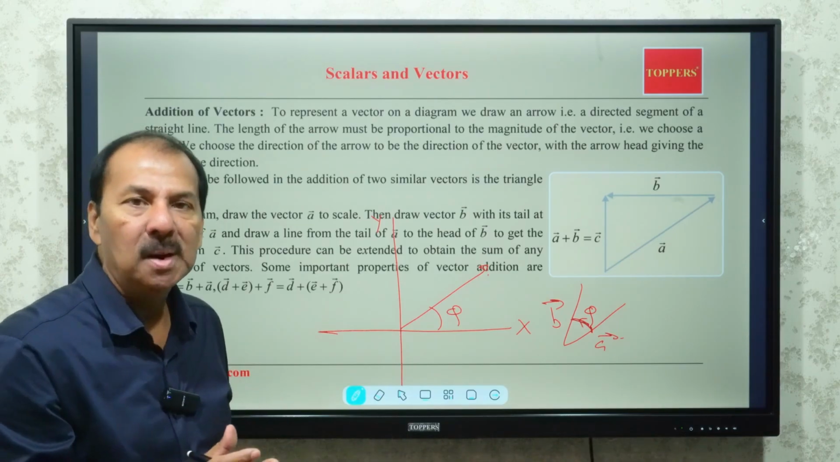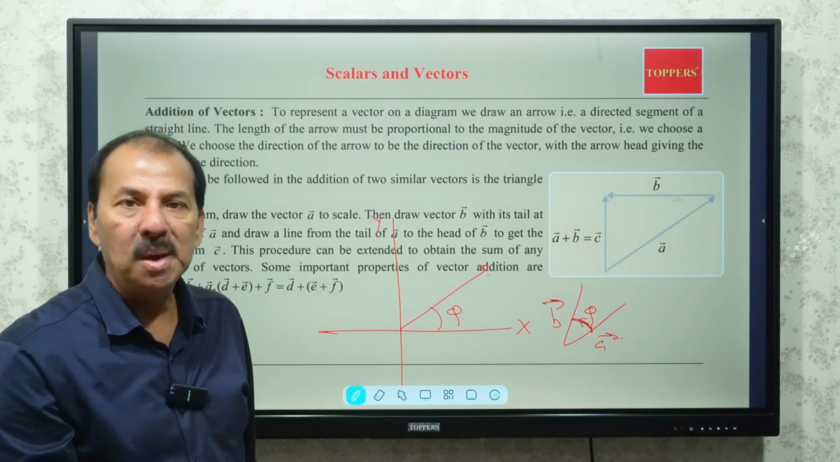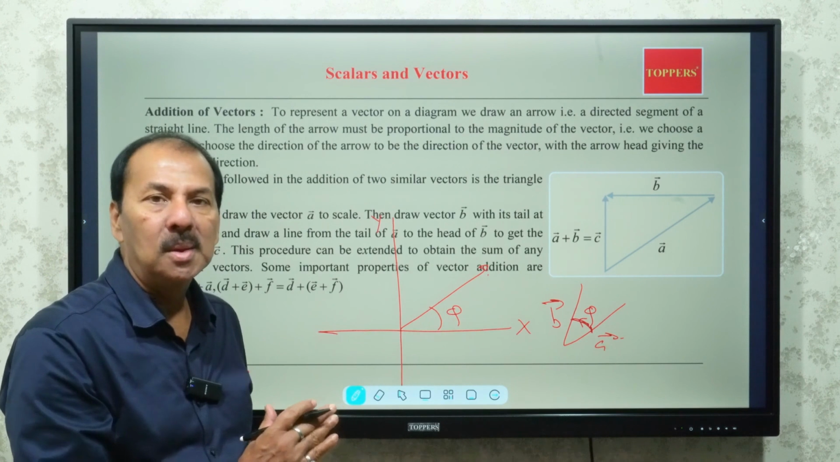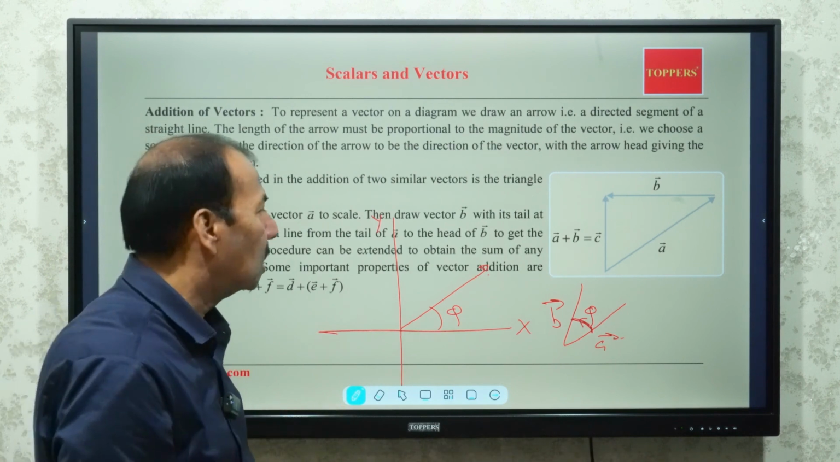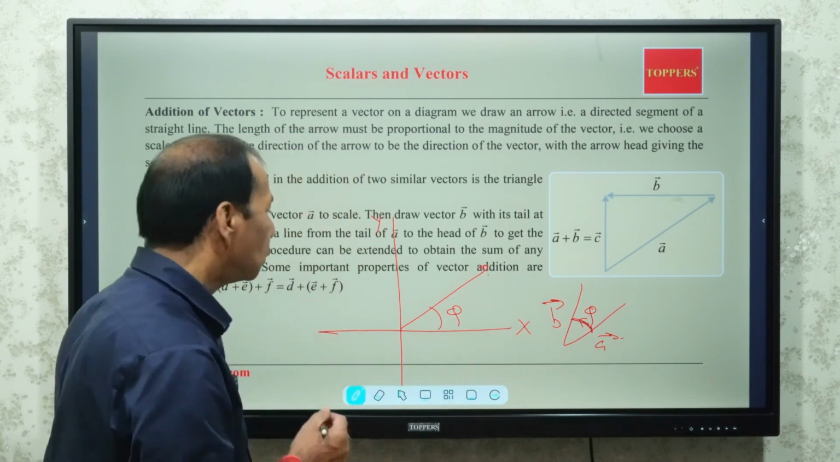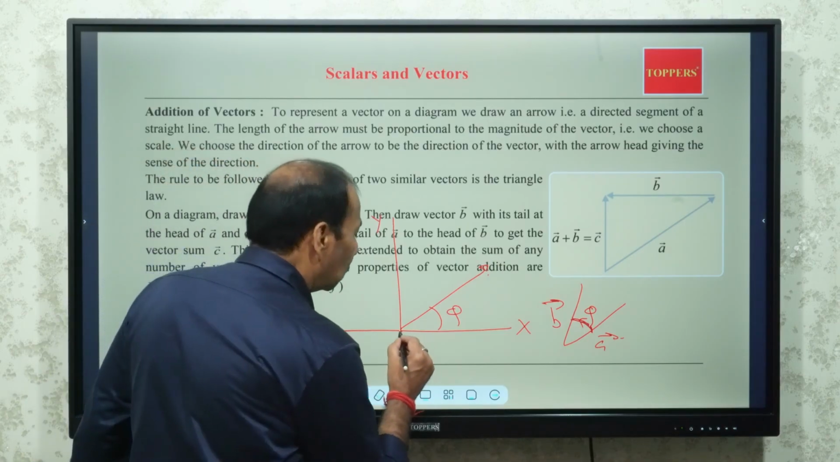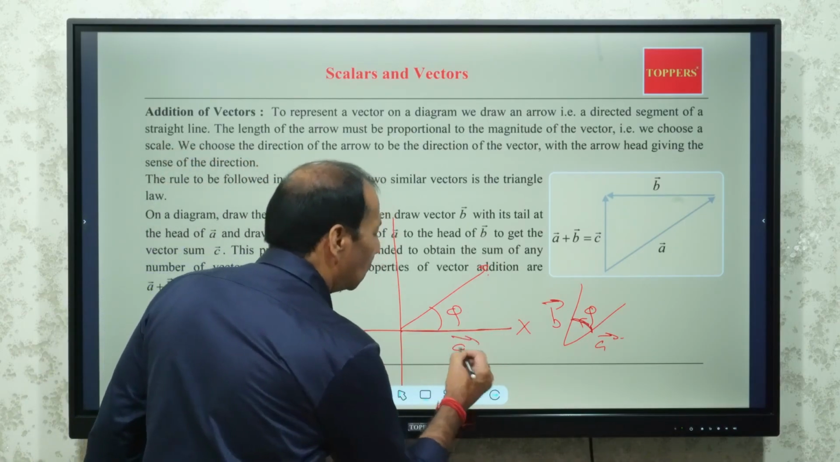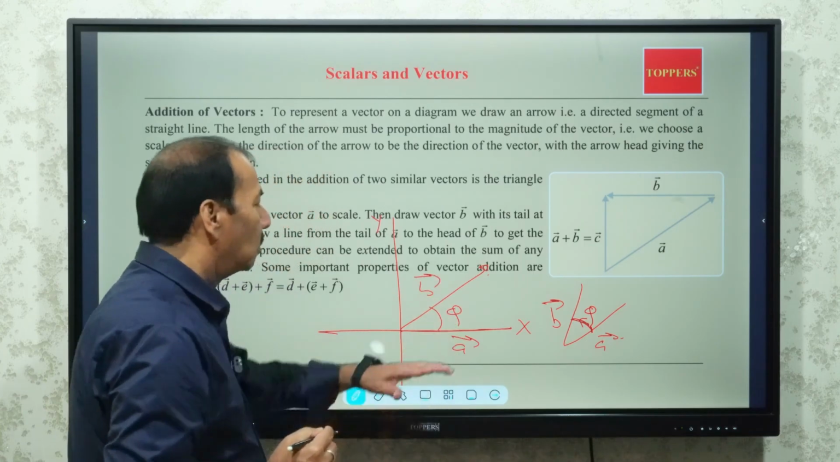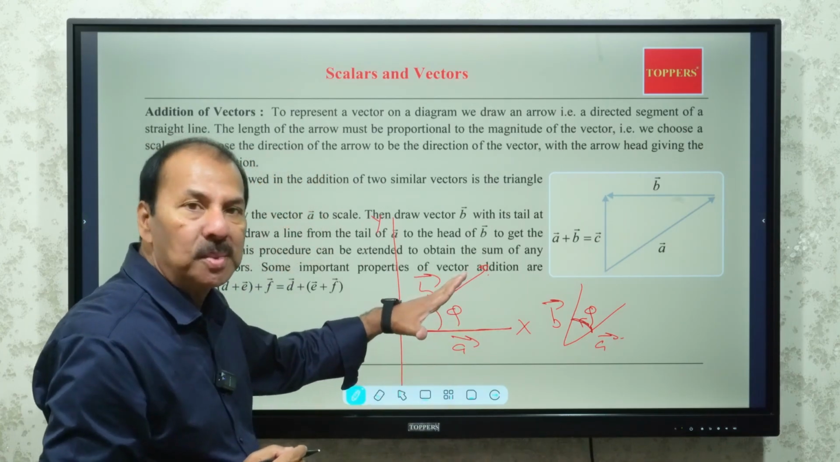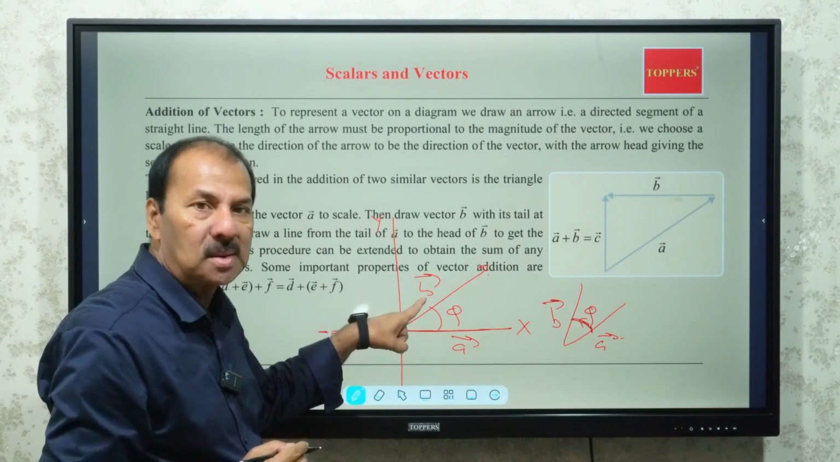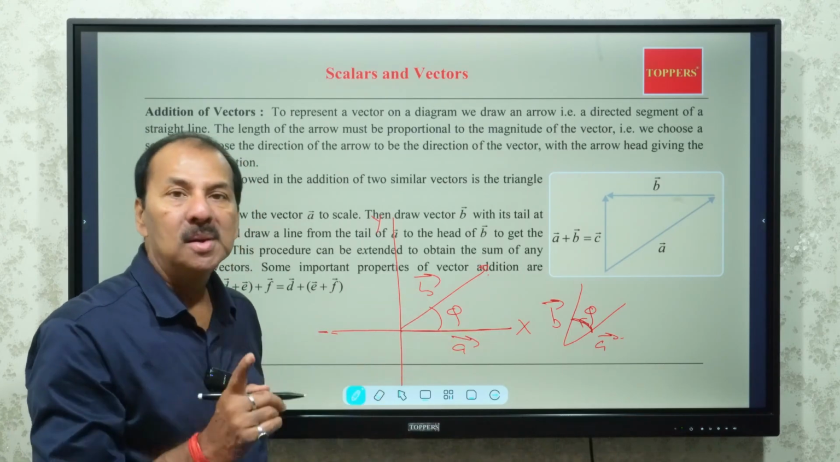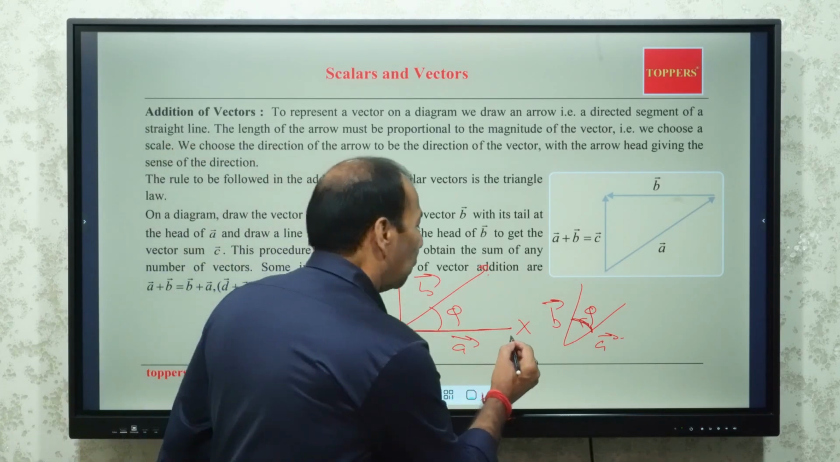When we say first vector, so here if it is A and B, then A will be treated as the first vector, B as the second vector. So like this. Suppose you consider a vector along the x-axis, let us say this, and this is your vector B. So from A towards B in the anti-clockwise direction, with respect to what? Positive x-axis. So this is your positive x-axis.